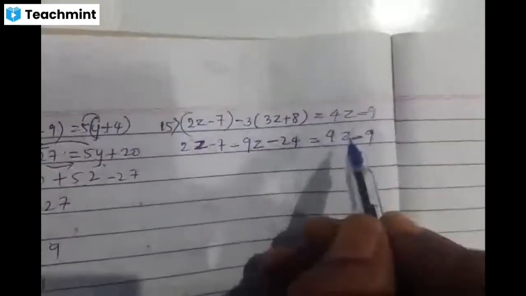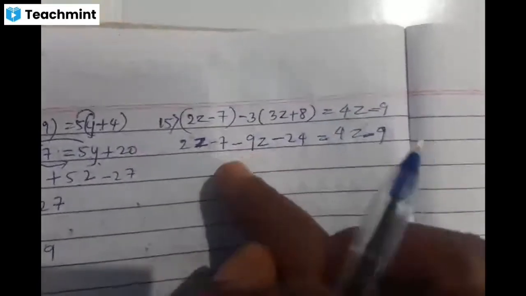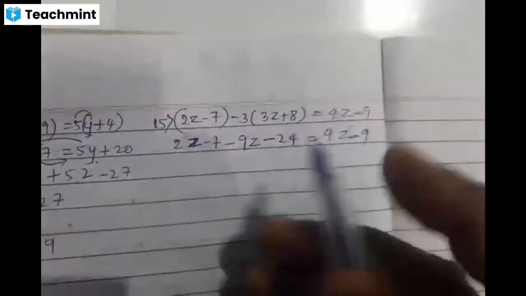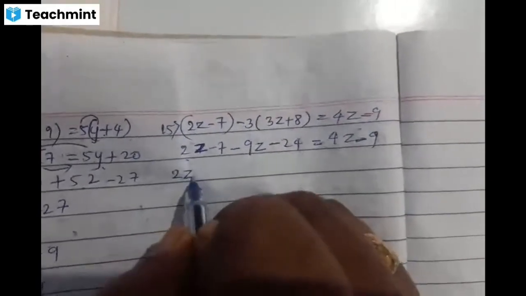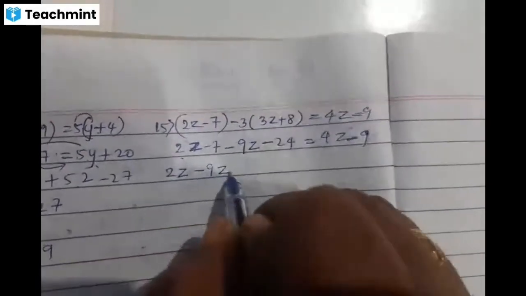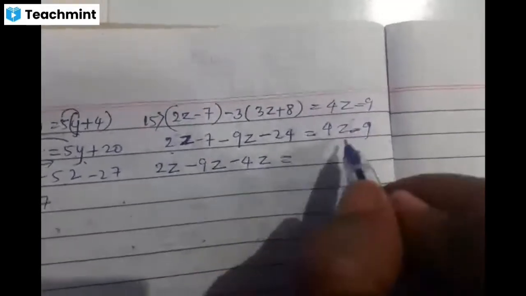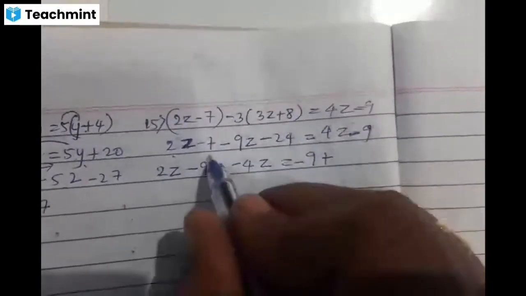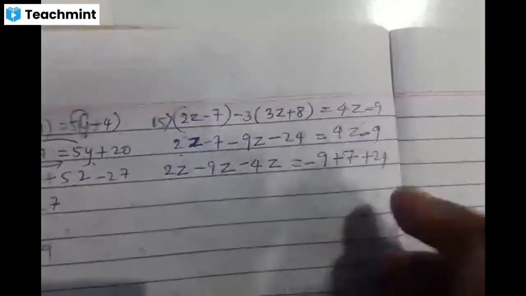Children, now it is time for grouping the like terms. If you have z on the right hand side, we will take it to the left hand side. If you have numbers on the left hand side, we will take them to the right hand side with changing the sign. Now you can observe. Let me group first. 2z minus 9z minus 4z will become minus 11z, which is equal to the numbers on the right hand side: minus 9, then minus 7 will become plus 7, plus 24.